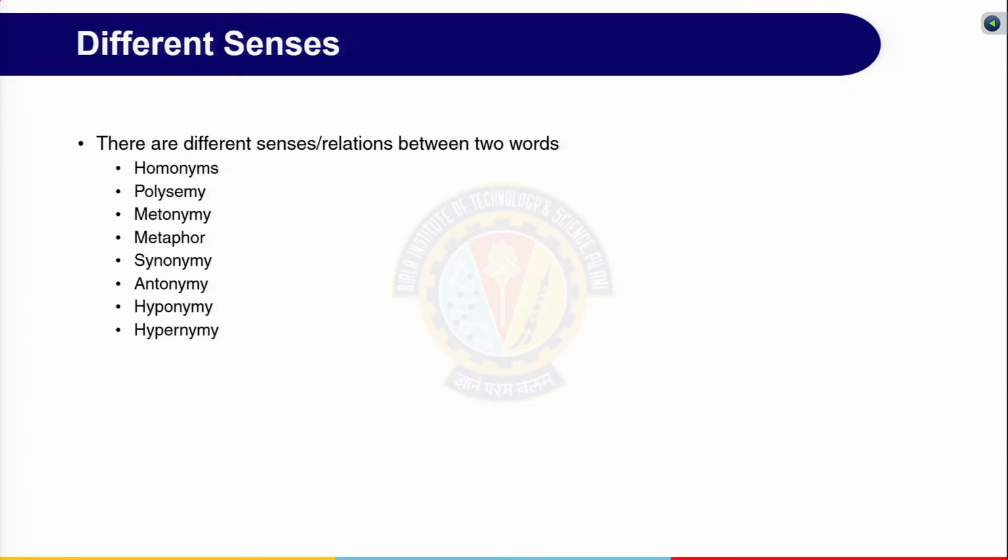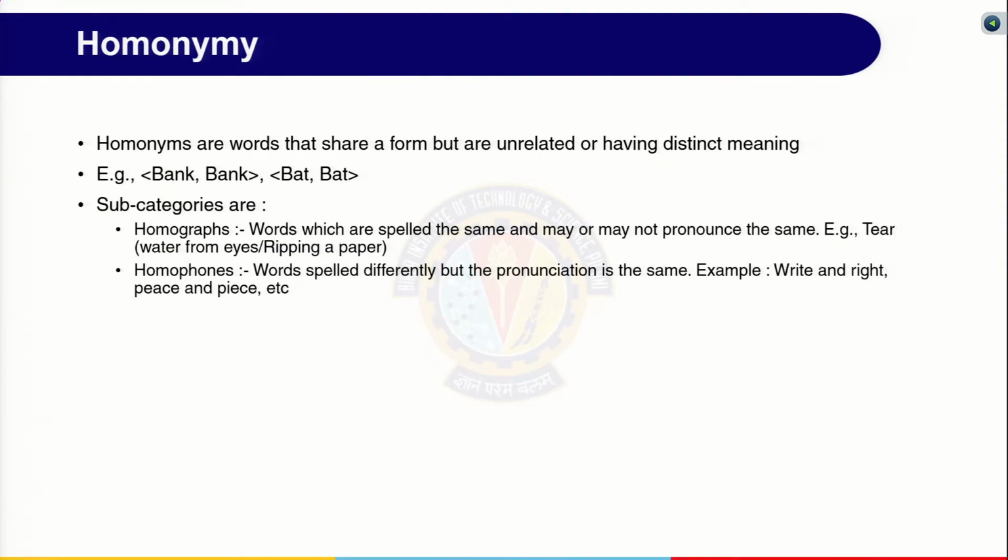So before we try to see how to solve word sense disambiguation, we need to first understand what are the different senses, what are the different relations we can have between two words. We'll get into detail exactly about each one of them. Let's start with the homonyms.